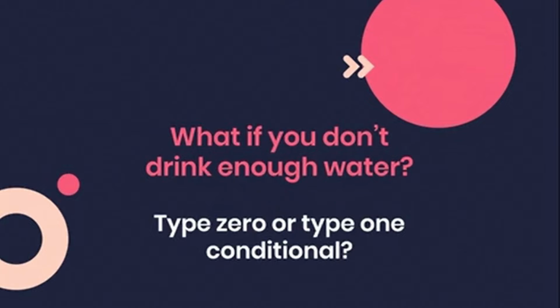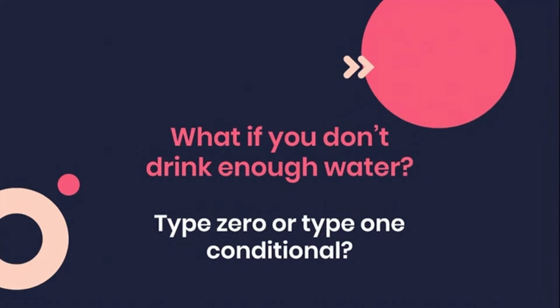Let's start with the first sentence. What if you don't drink enough water? But first, I want to ask you, will this be a type 0 or type 1 conditional sentence? Think about it. Will the result be a known fact or simply a likely outcome?